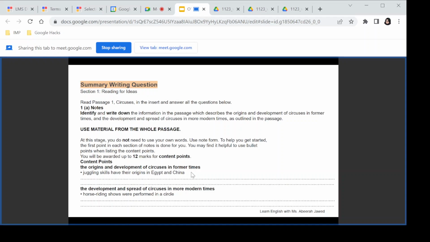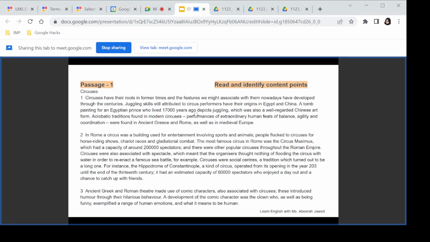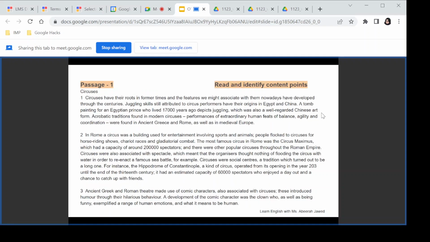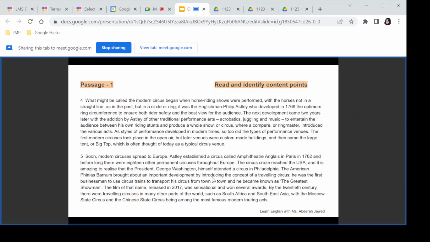All right. Moving on to the next slide, let's take a look at the passage. So we had selected almost 4 points from the first two paragraphs about the origins and development of circuses in former times. Right. Now let's move on to the next part. Even the use of comic characters in ancient Greek and Roman theater was also a point from the development of circuses in former times. Any questions for this slide? No, miss. Okay, fourth paragraph.